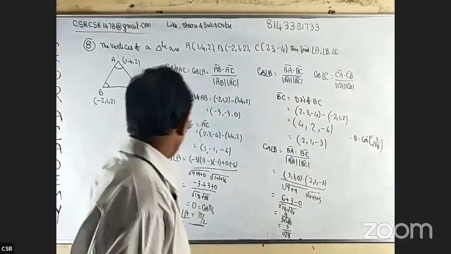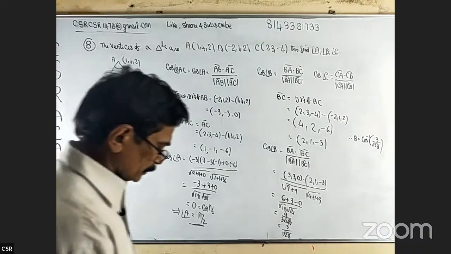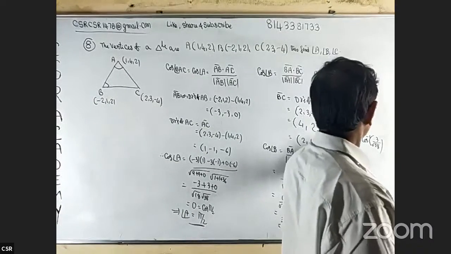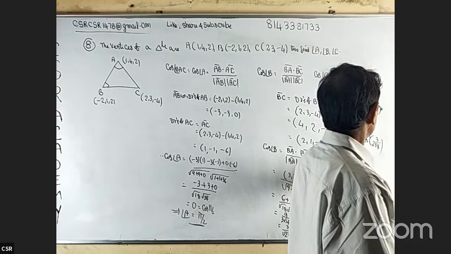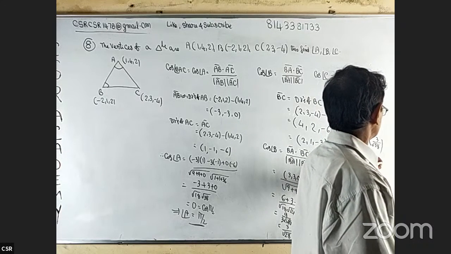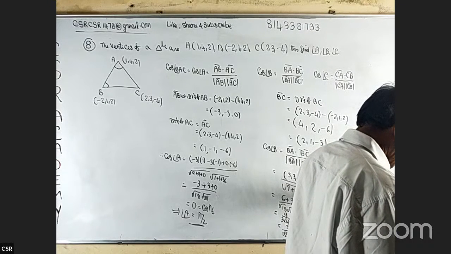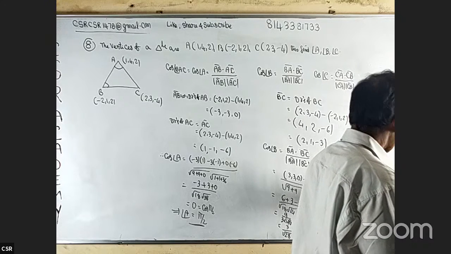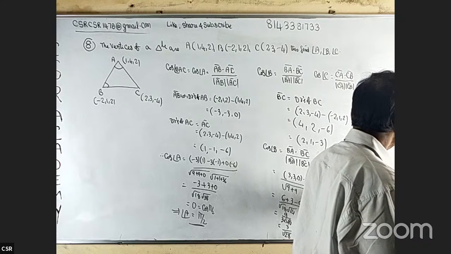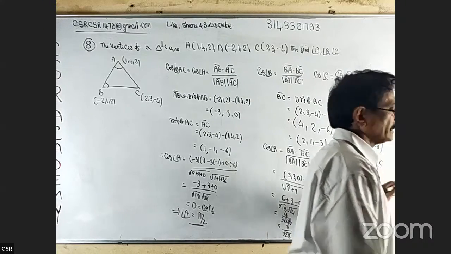Similarly, we can find angle C. Here angle C is equal to cos inverse 19 by root 28. Please try this one.